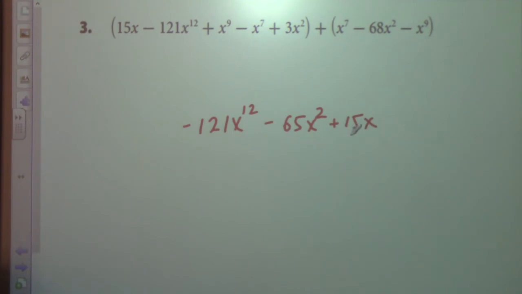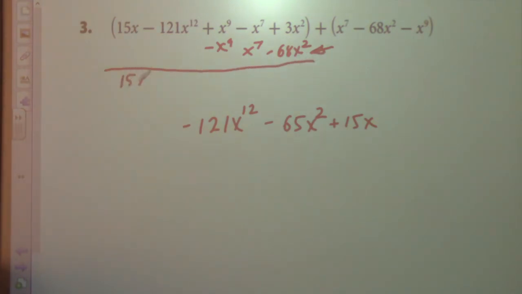Dustin, you got it? Let's go ahead. Did you stack this one underneath this one? Is that how you did it? So we take this one right here, x to the 7th power, and negative 68x squared, and minus x to the 9th. So we just go ahead and add these up. Here's your 15x. Here's your negative 121, x to the 12th power.